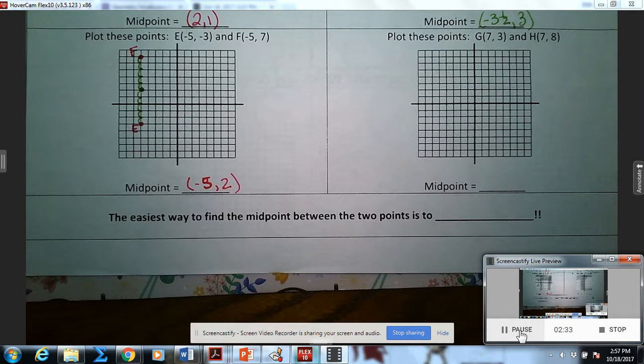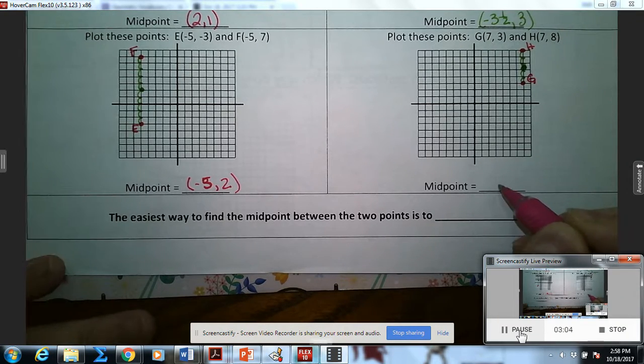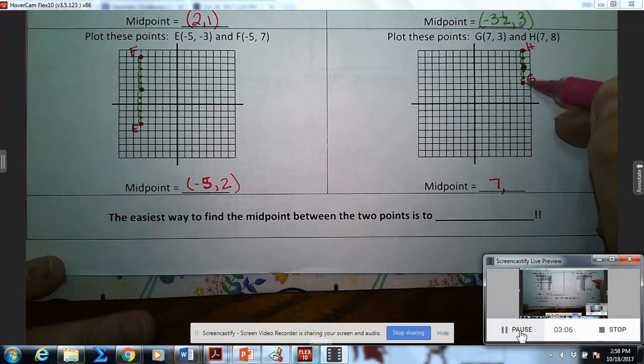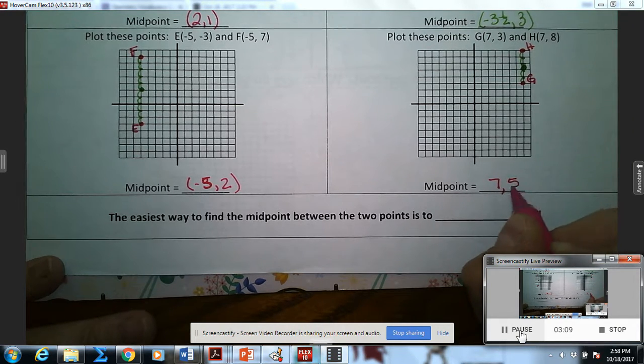Example 3 worked out very nicely. I plotted point E, I plotted point F, started counting in, and I got to the point -5, 2. Final example. For this final example, again, don't be worried if you come up with a decimal answer. It's very probable. Here I've counted up 2 and down 2, and now I need to make a half jump to get to the middle. So the midpoint is at 7, and then up 1, 2, 3, 4, 5.5.